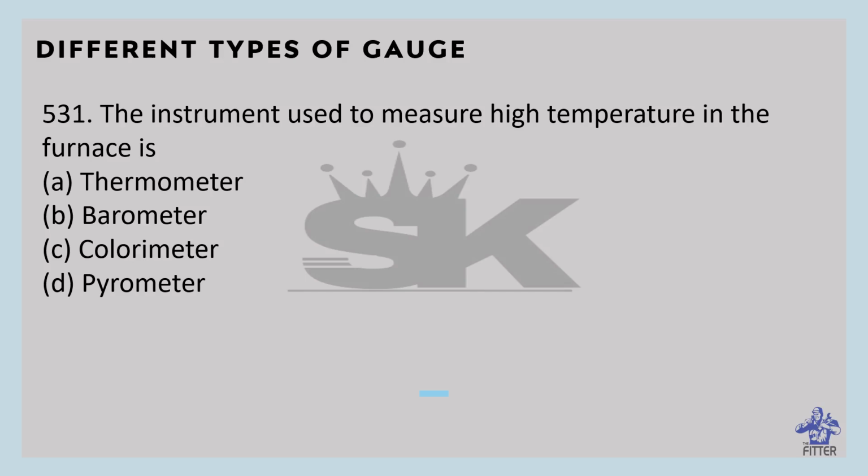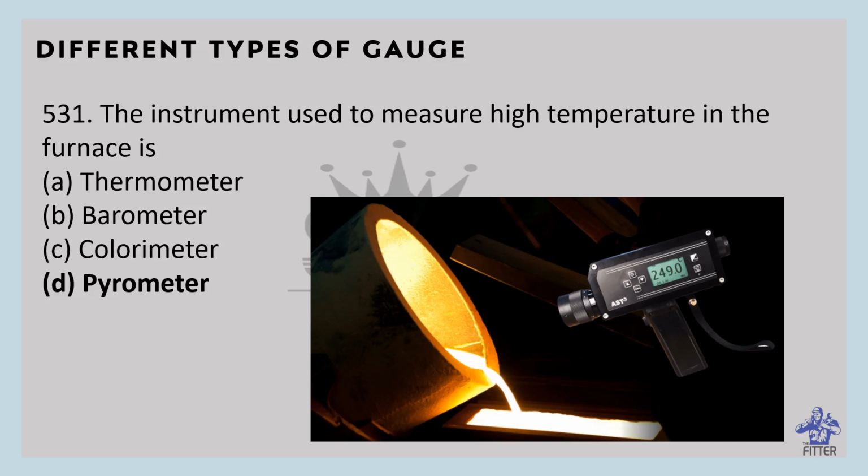The instrument used to measure high temperature in the furnace is the pyrometer. A pyrometer is a device for measuring relatively high temperatures. Most pyrometers work by measuring radiation from the body whose temperature is to be measured. Radiation parameters are used to measure the temperature of red hot metals up to 3000 degrees centigrade. So you can see here, this is the pyrometer.